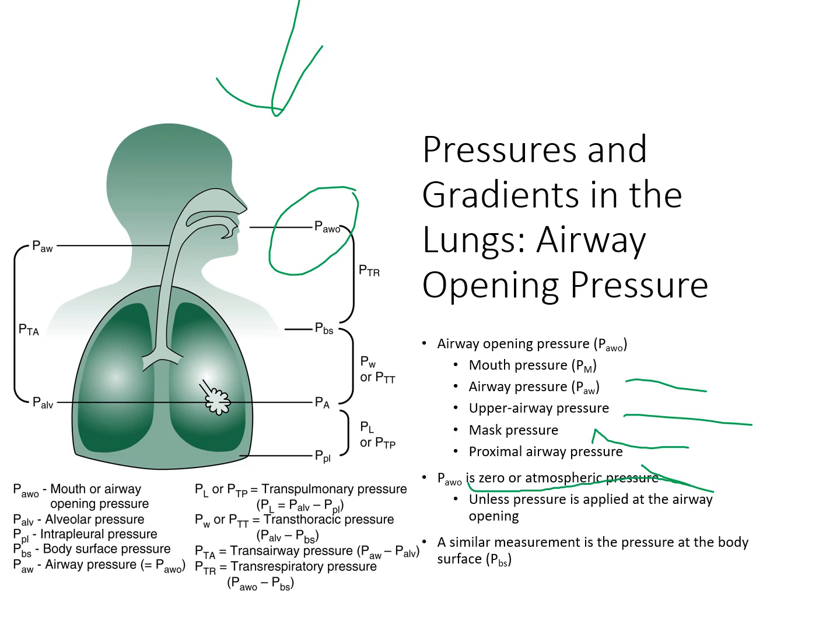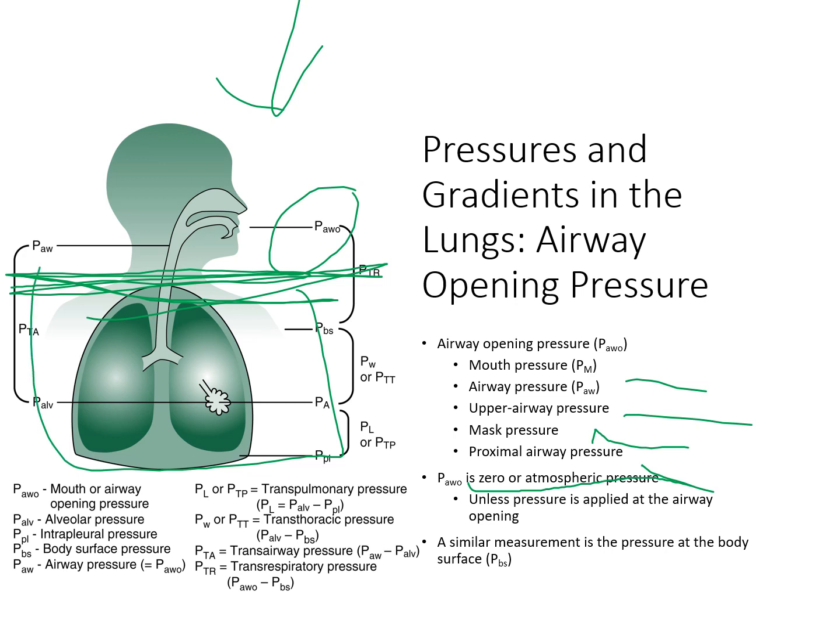A similar measurement is the pressure at the body surface. When we're doing this, we're assuming the whole body surface is at the same pressure as the mouth pressure. But what if we have someone in an iron lung, where just their head's sticking out and the rest of it's all in a box? They're going to have a different body surface pressure compared to their mouth pressure or airway opening pressure. So there's a bunch of these. Just try to break it down, but understand they're synonyms, and there's a reason for so many terms: we have so many creative ways to ventilate.